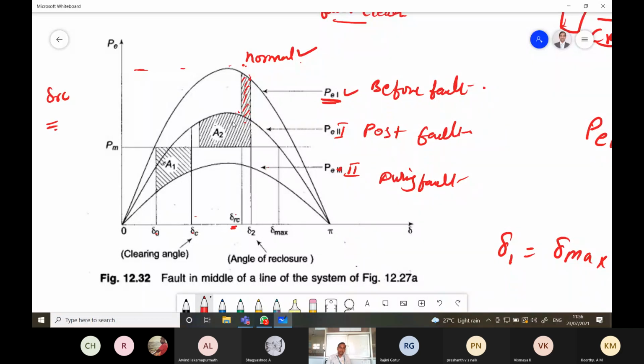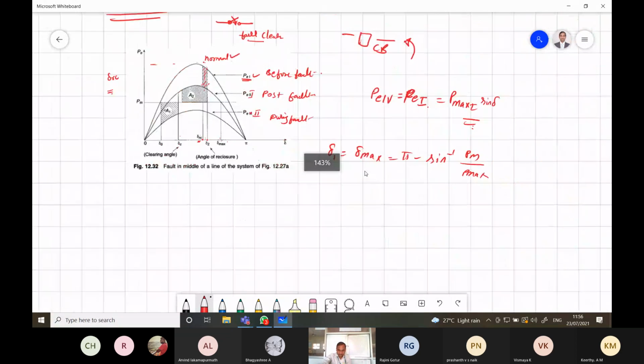So at that time we will get A2. When you reclose the switch at this angle, you will get delta 2, which will increase to the normal position, from here to here. Again, delta 2 to delta max: this angle delta 2 should not be more than delta max. If it is more than delta max, the system will become unstable. So we can write the expression for this.